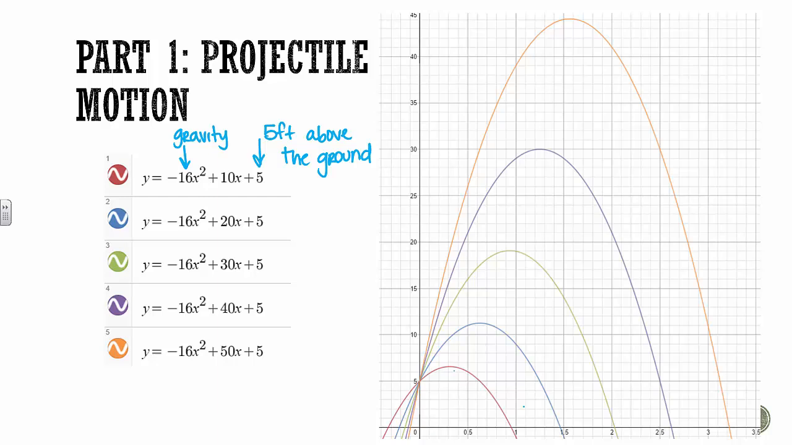But if I throw it up at an initial velocity of like 30, that's the green one here, it's in the air for over 2 seconds. And if I can throw something with an initial velocity of 50 feet per second, it's in the air for over 3 seconds. You can see that the parabolas get bigger and bigger, but they all have this y-intercept right here. That is how high it was above the ground. And it has an x-intercept wherever it crosses.